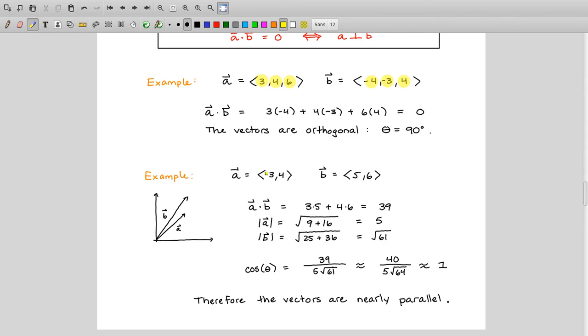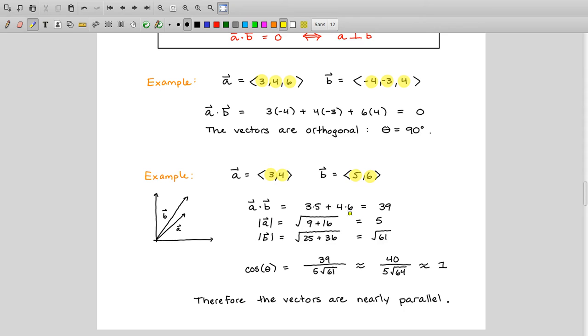Here's another pair of vectors, 3, 4 and 5, 6. If I sketch them over here, they're pointing in kind of the same direction. I can compute their dot product. This is just in 2 dimensions now: 3 times 5 plus 4 times 6. That gives me 39.